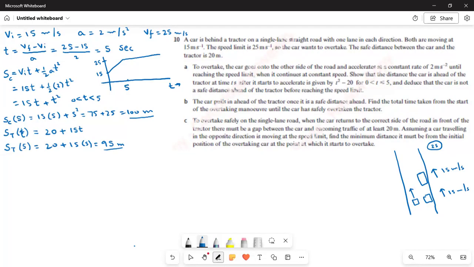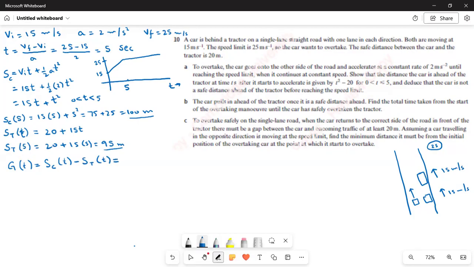So the car is 5 meters ahead of the tractor, but this is not a safe distance to come back to its own lane. The safe distance is 20 meter, right? Okay, so now I want to calculate the gap between the two vehicles. So gap between the two vehicles, I will write it as distance traveled by the car as a function of time minus distance traveled by the tractor as a function of time.